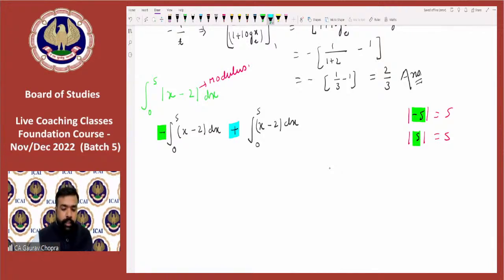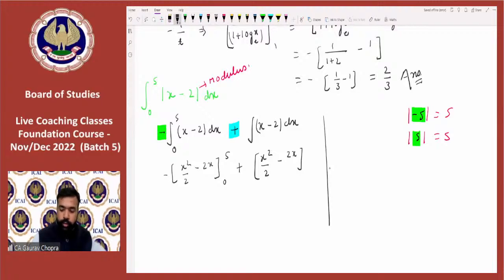Now we can solve and get the result. For the first portion, x becomes x squared by 2, then 2x, limit from 0 to 5. Plus, again, x squared by 2 minus 2x from 0 to 5. So let us apply the formula. Okay, one more thing here we can do. We can split this. We have to change the limit here.